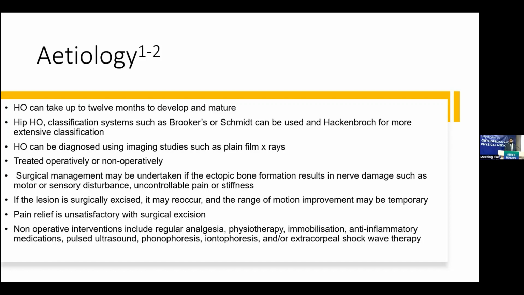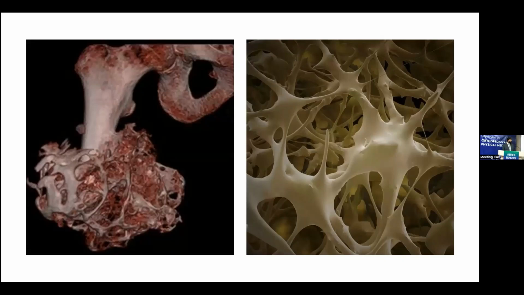Surgical management may be undertaken if the ectopic bone formation results in nerve damage, such as motor sensory disturbance, or uncontrollable pain or stiffness, but they do well with conservative management. If you do end up operating on these, the lesion may recur and the range of motion improvement may only be temporary. Pain relief is unsatisfactory with surgical excision. Non-operative interventions include physiotherapy, analgesia, and some new studies have used pulsed ultrasound, electrophoresis, or extracorporeal shockwave therapy. This is what it looks like under a microscope. This is what it looks like in this 3D reconstruction CT scan.